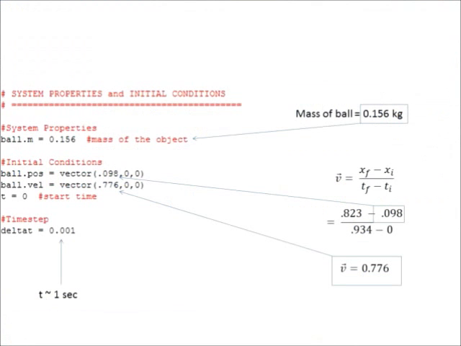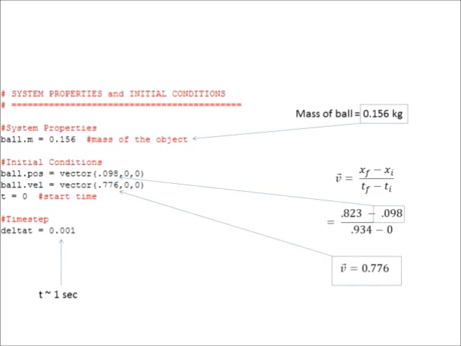To begin to predict the motion, we had to know the mass of the pool ball. I looked this up online and it was 0.156 kilograms. I entered this into VPython for the mass of the object. I also had to know the initial position of the ball. I looked at this from the tracker system, and it first began 0.098 away from the origin.